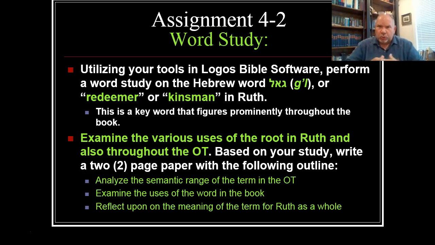It plays a central role towards the end of the narrative and really has implications for the Hebrew people as we move through the life of David. This is a key word that figures prominently throughout the book. Examine the various uses of the root goel in Ruth and also throughout the Old Testament. Based on your word study, write a 2-page paper with the following outline.